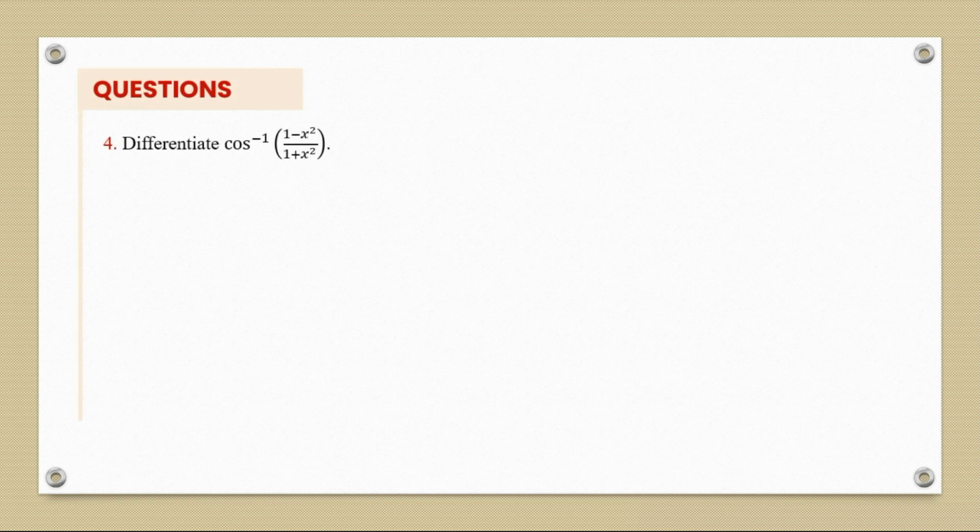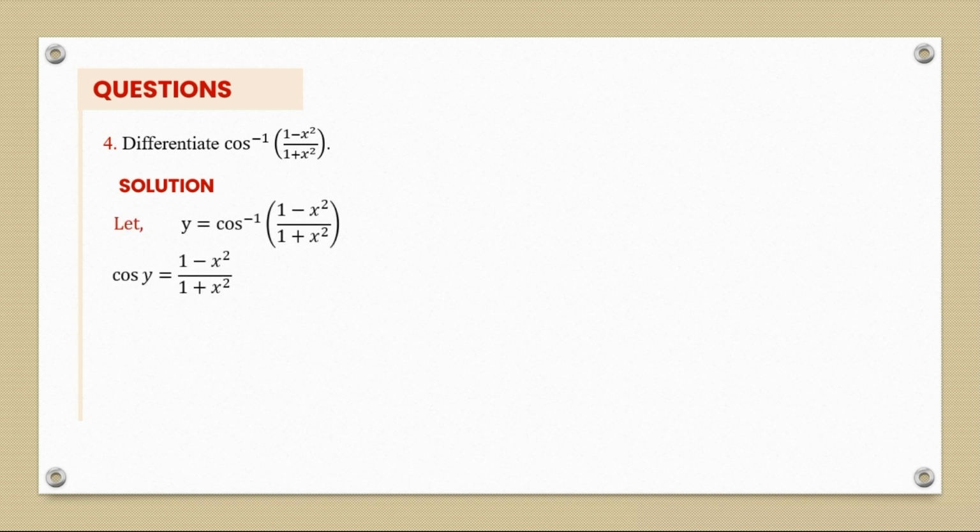So now, let's look at other questions. What if you are asked to differentiate cos inverse of (1 minus x squared) over (1 plus x squared)? How do we do this? So now we're going to let y be equal to that. Then we also know that cos y is equal to that value.